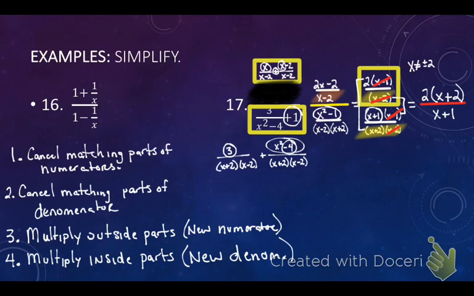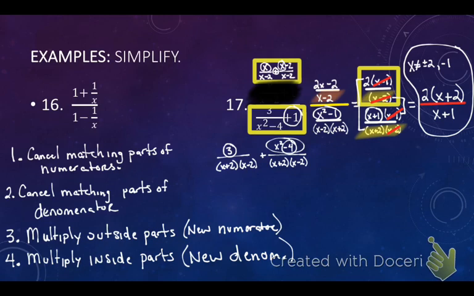Is there anything else that x cannot be as far as my restrictions? Negative 1. So I'm just going to add that to my list. And go from there.